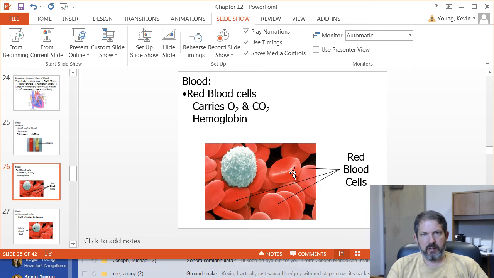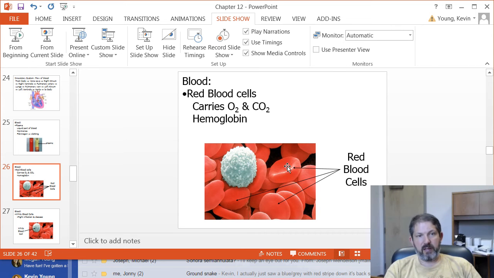These guys carry the oxygen and the carbon dioxide. They're carrying the waste products as well. And they're packed full of hemoglobin. And hemoglobin is a molecule that carries the oxygen. And they have tens of thousands of hemoglobin molecules packed into one blood cell. And you can see they're kind of shaped like a jelly donut that lost some of its jelly.